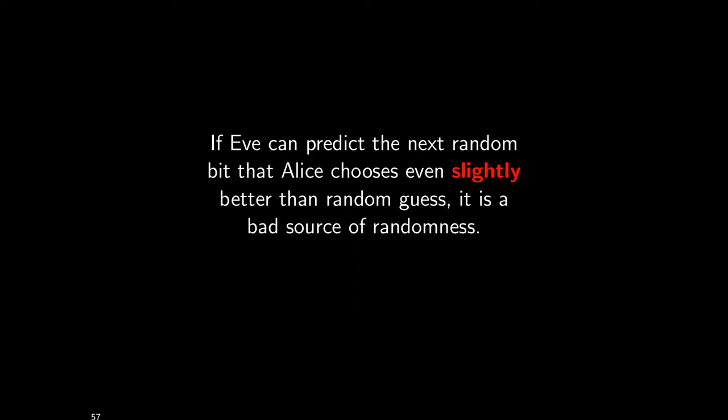If Eve can predict the next random bit that Alice chooses even slightly better than random guess, then it is a bad source of randomness. We want Eve's ability to guess the next bit to be 50-50. Any difference, any advantage that Eve has versus just a purely random guess represents a lack of cryptographically secure randomness.